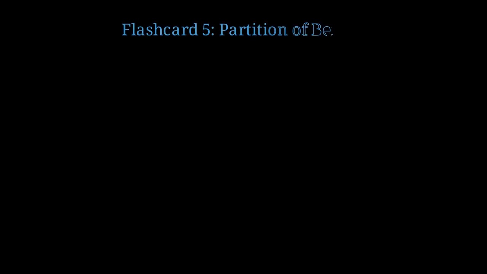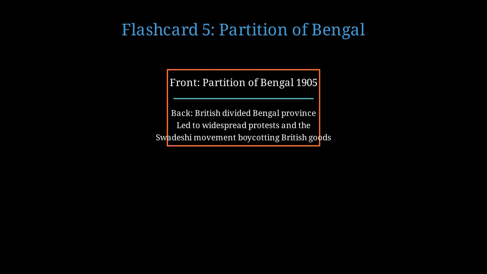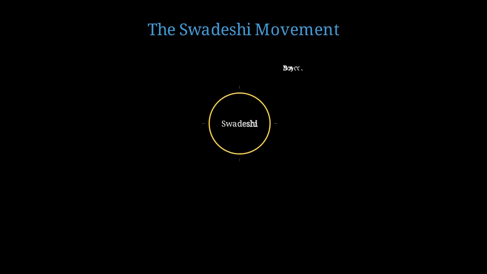Fifth flashcard. A turning point in 1905. In 1905, the British partitioned Bengal, which sparked massive protests and launched the Swadeshi movement advocating Indian-made goods. The movement for economic self-reliance. The Swadeshi movement promoted Indian goods, boycotted British products, and emphasized economic self-reliance as a form of protest.